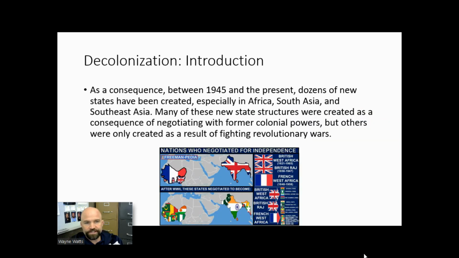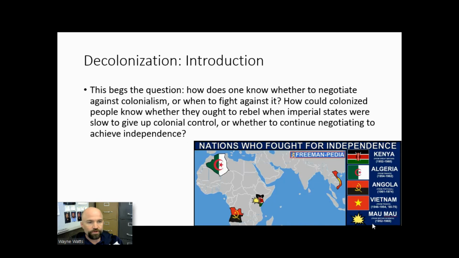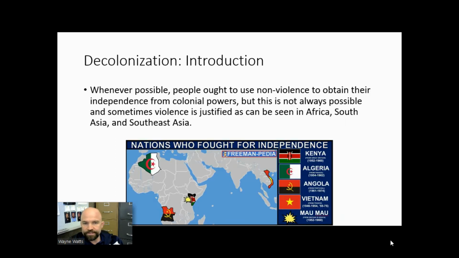As a consequence, between 1945 and the present, dozens of new states have been created, especially in Africa, South Asia, and Southeast Asia. Many of these new state structures were created as a consequence of negotiating with former colonial powers, but others were only created as a result of fighting revolutionary wars. This begs the question then, how does one know whether to negotiate against colonialism or when to fight against it? How could colonized people know whether they ought to rebel when imperial states were slow to give up colonial control or whether to continue negotiating to achieve independence?